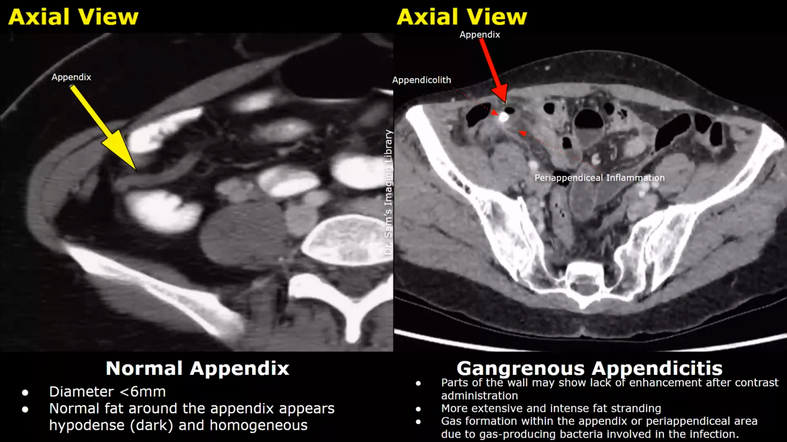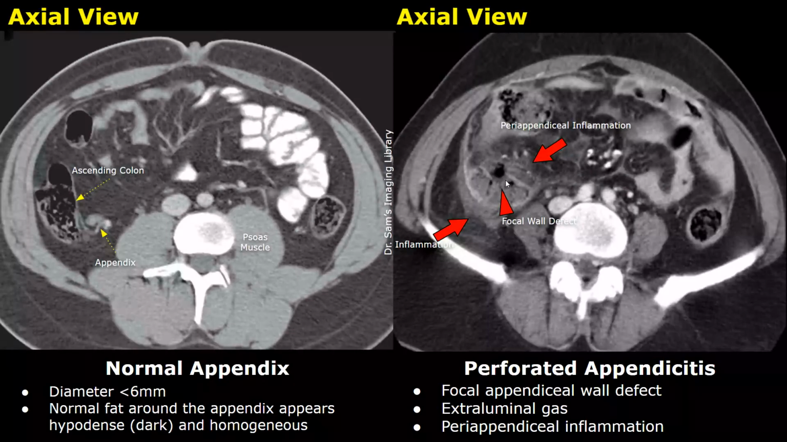This is gangrenous appendicitis in axial plane. A hyperdense appendicolith is seen within the appendix along with intraluminal gas and periappendiceal inflammation. This is an image showing perforated appendix. A focal wall defect is seen over here. Gas is also present outside the wall of the appendix. These features strongly indicate perforation. These high-density areas are of periappendiceal inflammation.